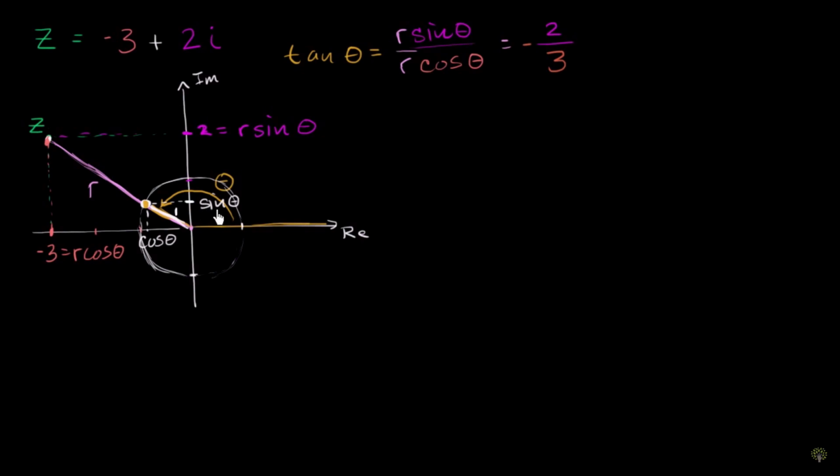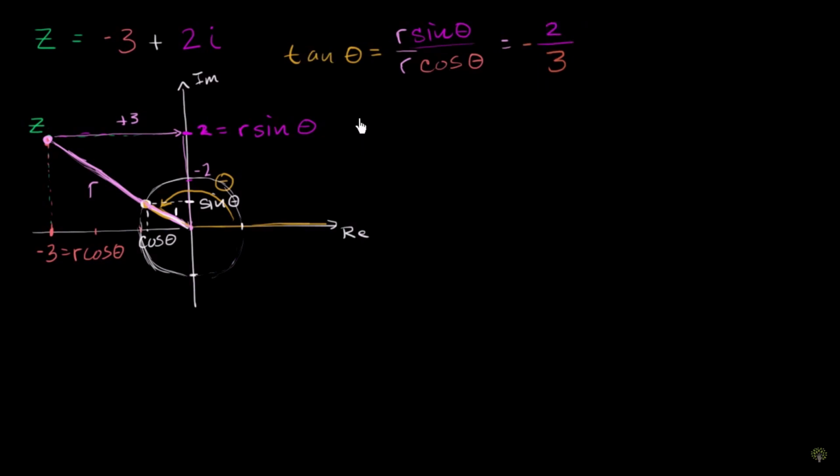Another way of thinking about it is the tangent of theta is going to be the same thing as the slope of this line right over here. And what's the slope of that line? Well, if you start at z and you want to go to the origin, you're going to go positive 3 in the horizontal direction, and then you go negative 2 in the vertical direction. So the slope is your change in vertical over change in horizontal. It's negative 2 over 3.